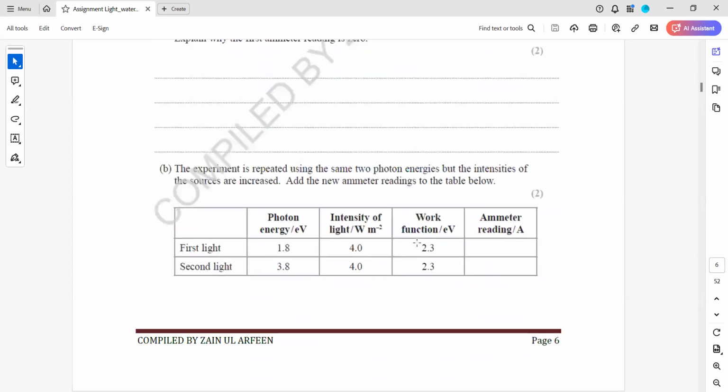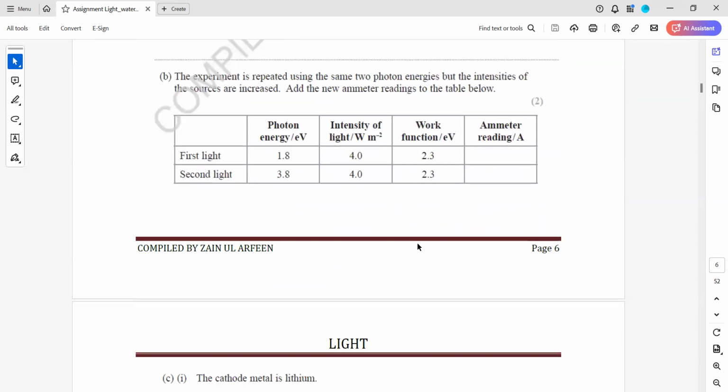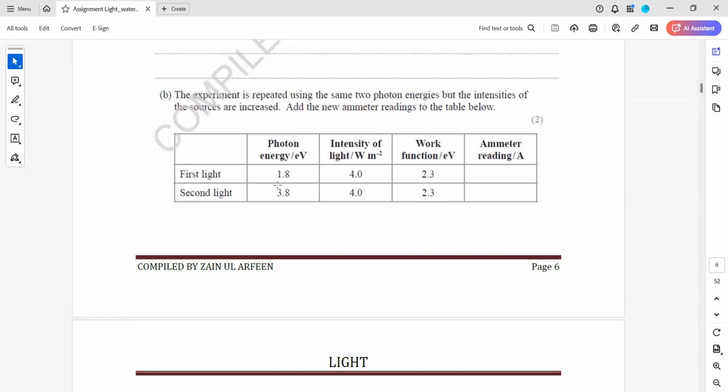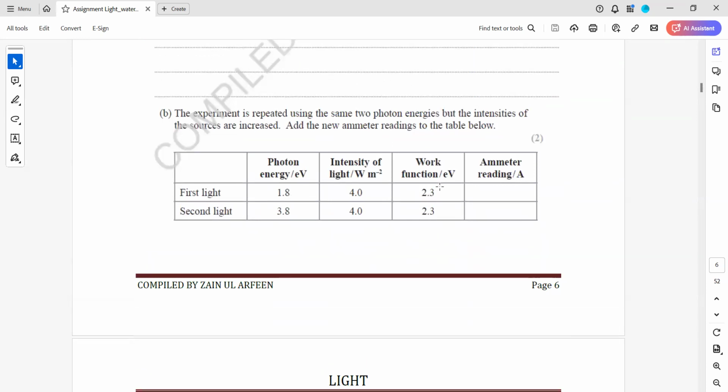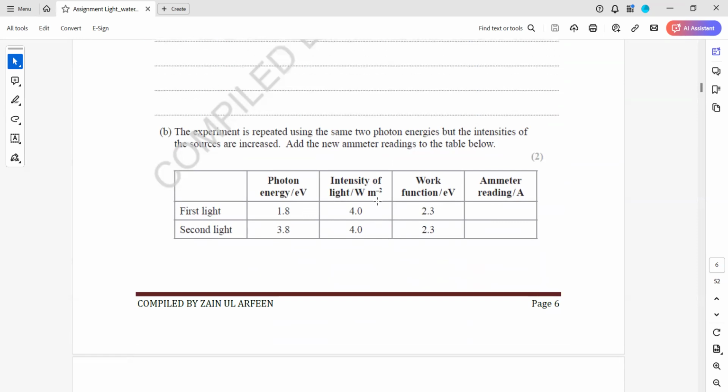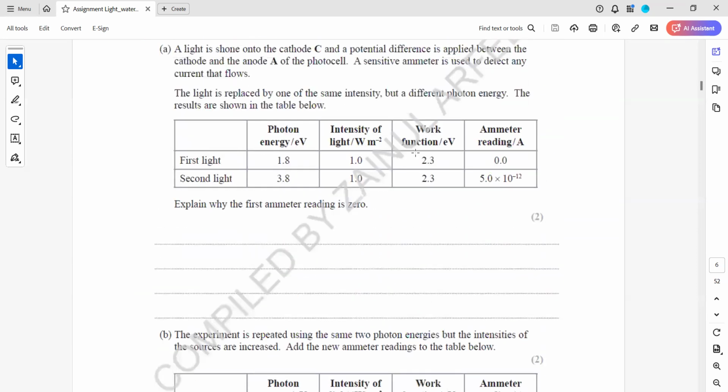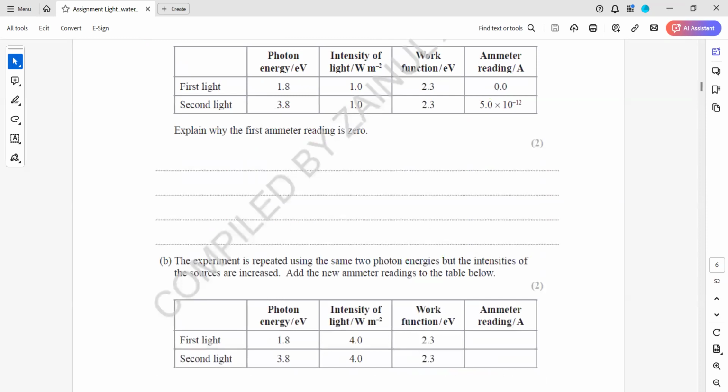Then the experiment is repeated using the same two photons. So if the intensity of the light is increased 4 times, what is the effect of increasing the intensity? Increasing the intensity increases the number of photons.